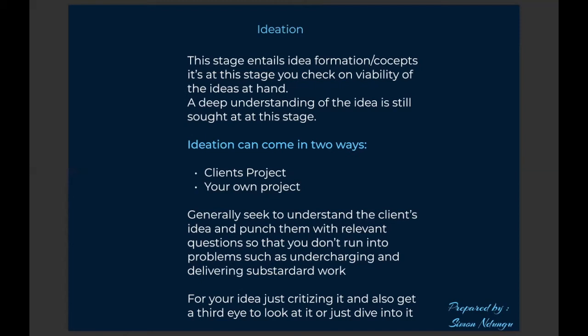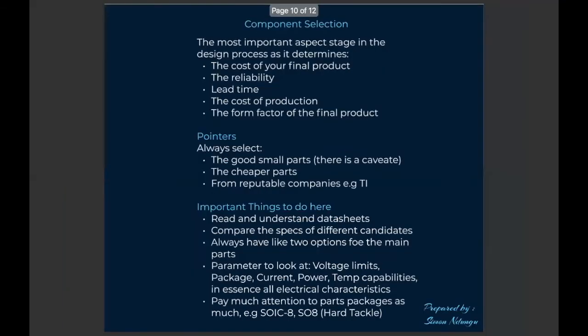So if it's your idea, just criticize it, talk to some of your colleagues, and check online through some literature review and the like. Then if you're happy with your idea, just move forward to the next step, which is the component selection step. But before the component selection, you should be thinking, even as I select my components, how do I get the flow diagram?